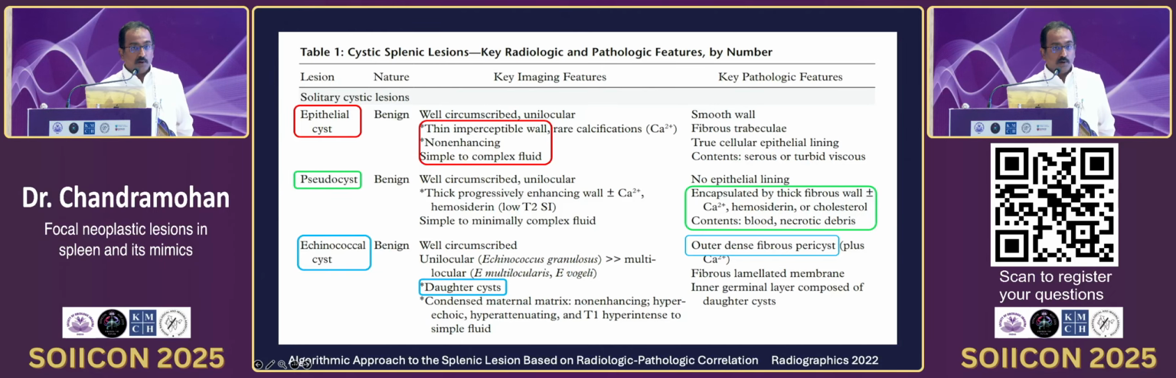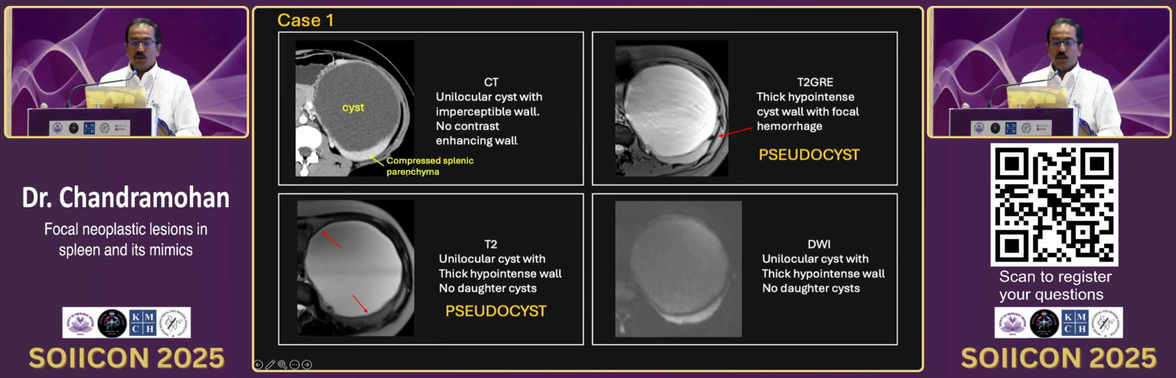Epithelial cyst is a thin-walled cyst where we will not be able to see the wall of the cyst. The wall of the cyst will contain epithelium, and it will not be seen in CT or MRI. Whereas both pseudocyst and echinococcal cyst, hydatid cyst, will have a thick fibrous wall, and hydatid cyst will have varying appearances like a water lily sign, a sand, or T1 hyperintense material, and pseudocyst can have wall calcifications and hemosiderin deposits.